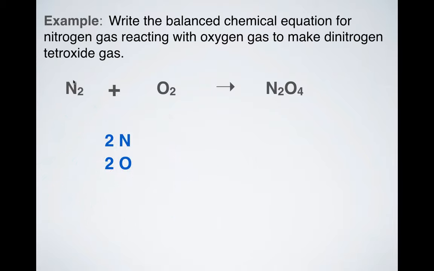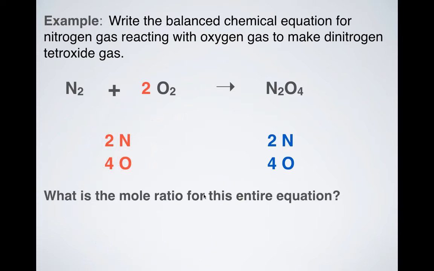So I'm counting. I have 2 nitrogens on this side. I have 2 oxygens. On this side, I have 2 nitrogens. I have 4 oxygens. Okay, the nitrogens are balanced, but the oxygens aren't. That means I need to put a number in front of the oxygen carrying molecule on this side in order to balance them. What number can I put in front of this in order to make this 4? 2. When I do that, now I have 2 nitrogens, I have 4 oxygens, everything is balanced.